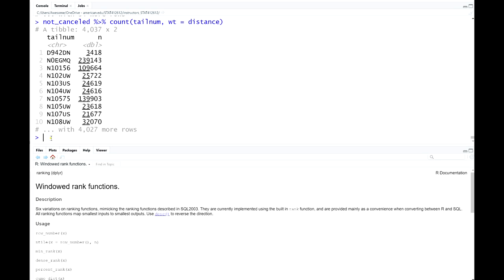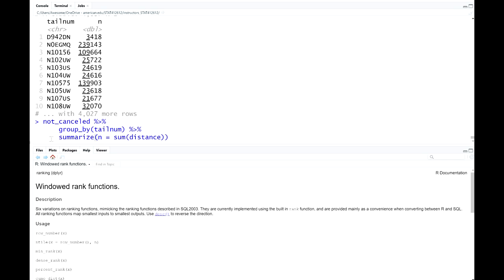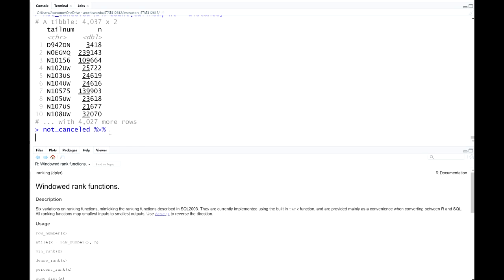Hopefully you've already worked it out on your own. And what I did was sum up the distance for each tail number.